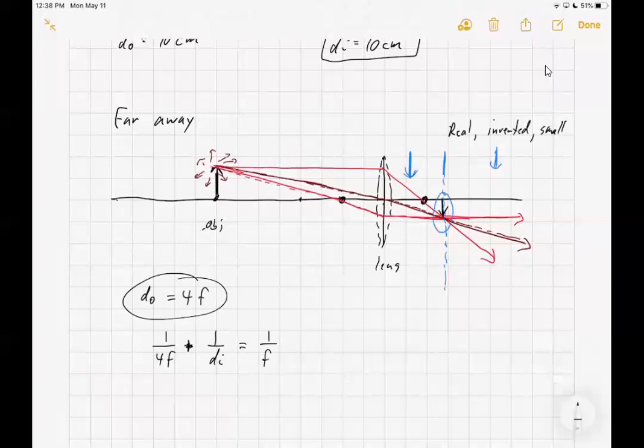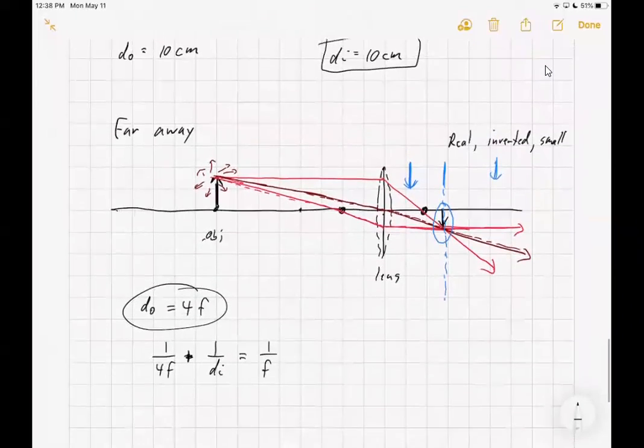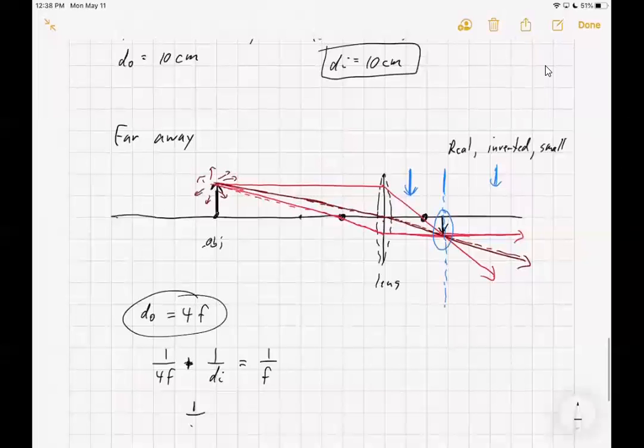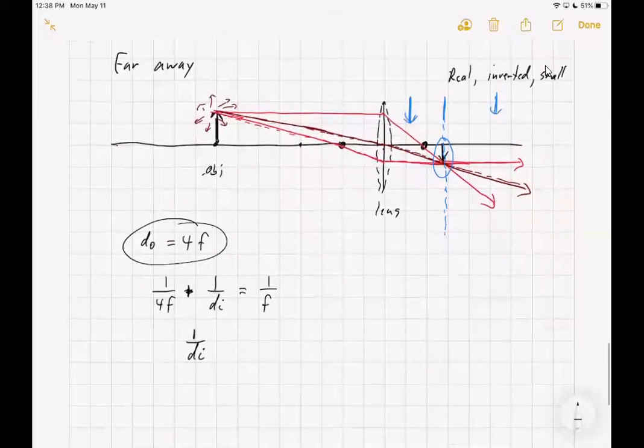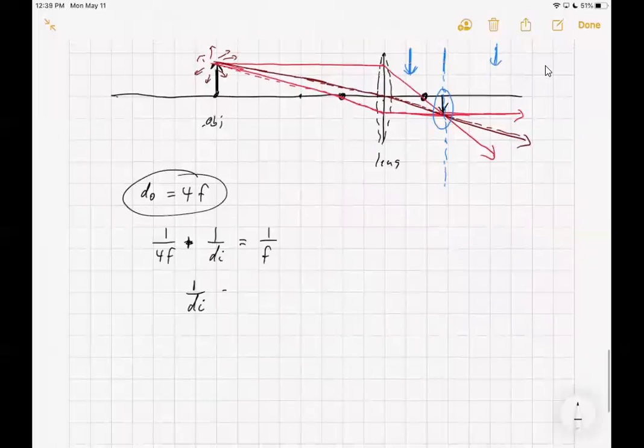So 1 over DI is equal to 1 over F minus 1 over 4F. If we consider 1 over F to be 4/4, we then end up with 3 over 4F. So then DI is 4/3 of F. So it's sort of 1 1/3 focal lengths away.